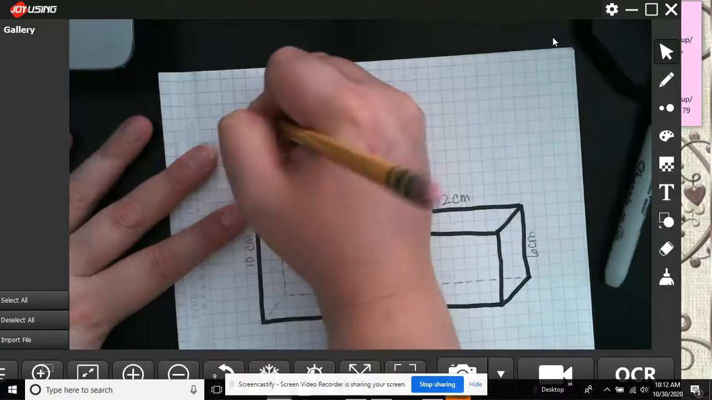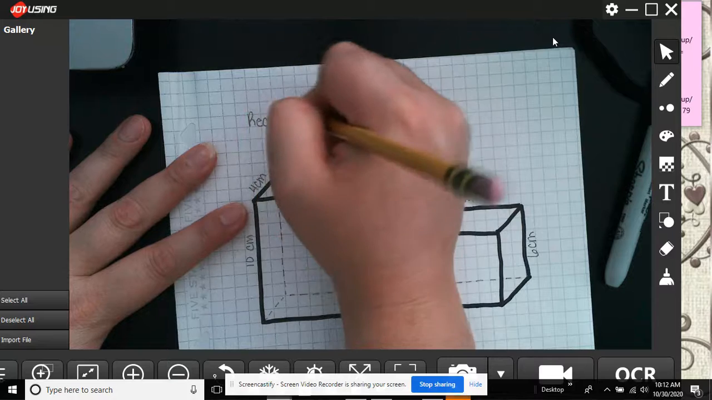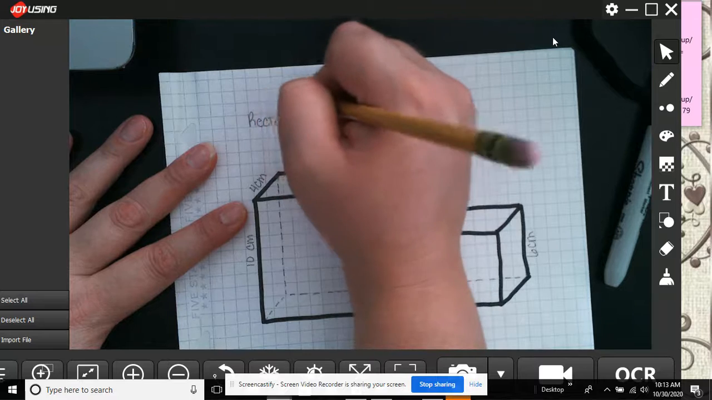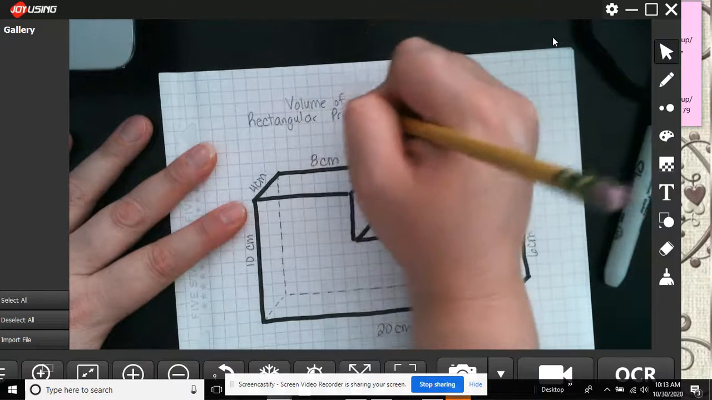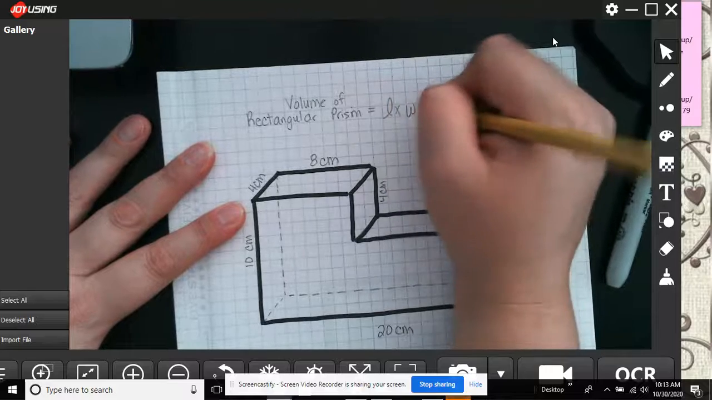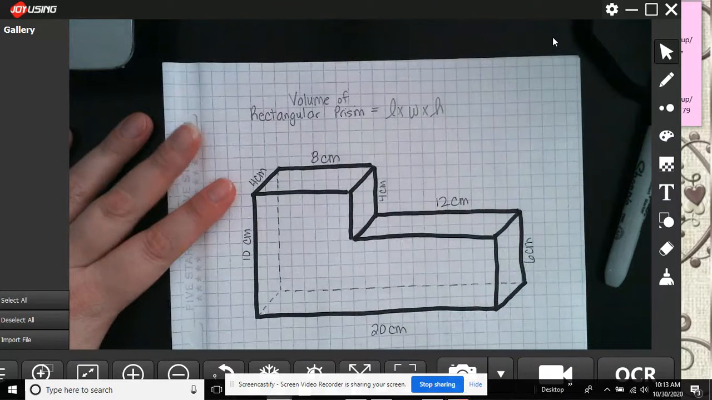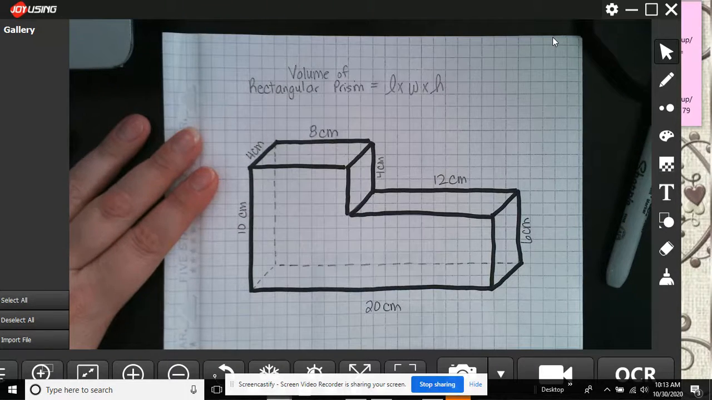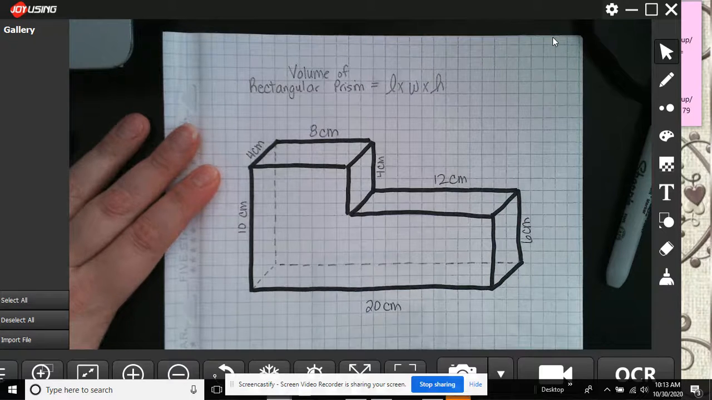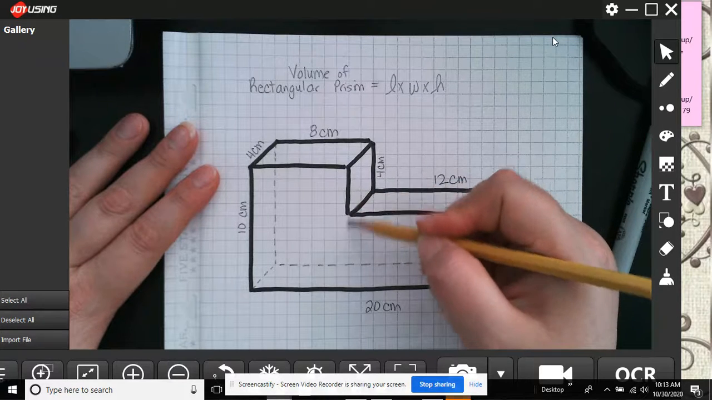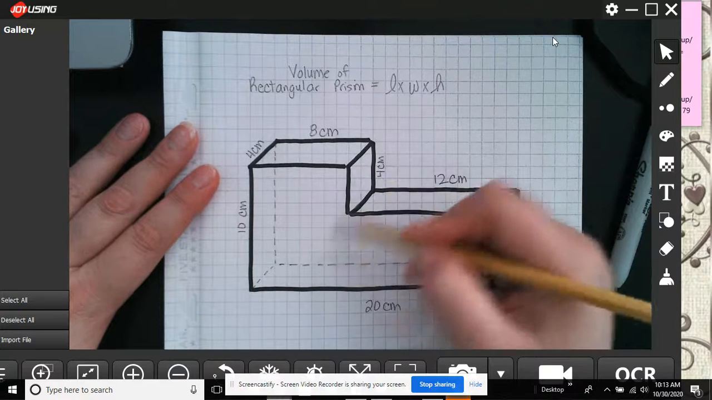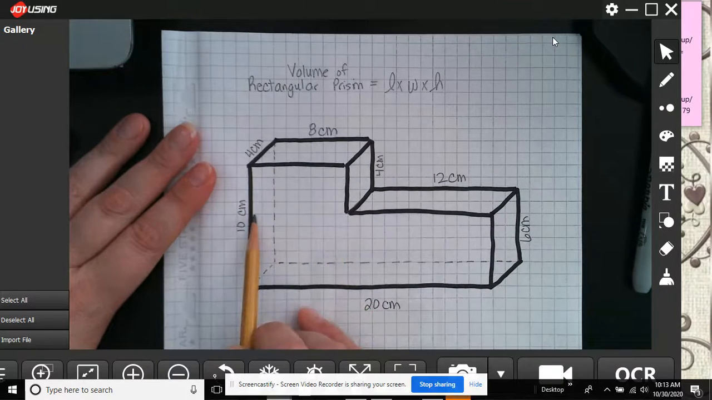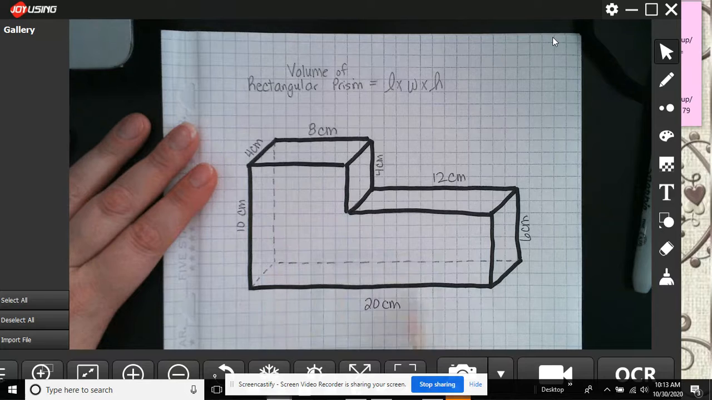We know that the volume of a rectangular prism is length times width times height. So we need to break up this complex figure. And when we break up this complex figure, I have two choices. I could extend this vertical line and split it up so I have a rectangular prism on the left and on the right, or I can extend my horizontal line and then I have a rectangular prism on the top and one on the bottom.